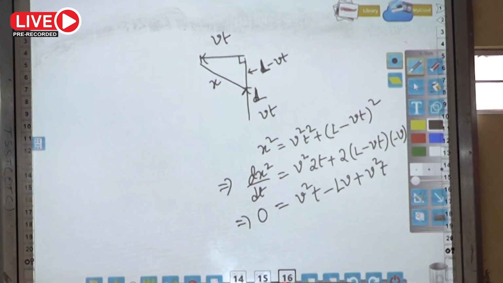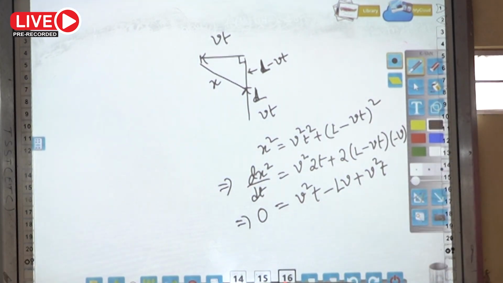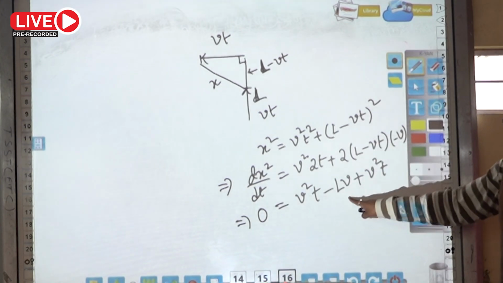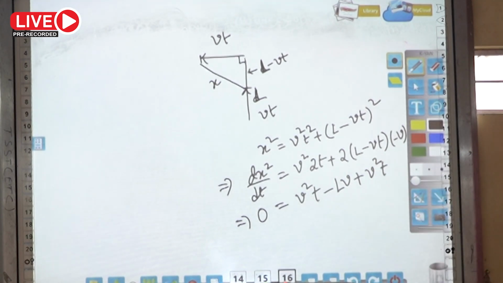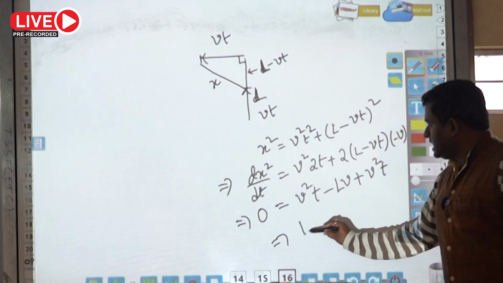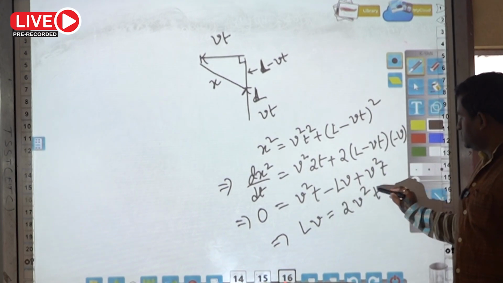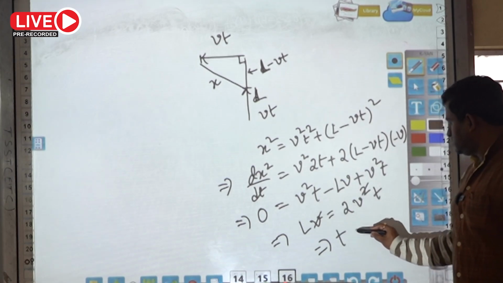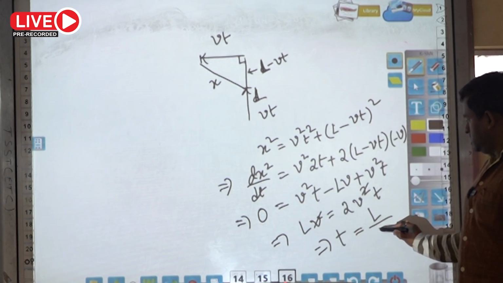Okay, so I take 2 common and divide on that side. So 0 by 2 is 0. So it will be v square t, and this term will be L into minus V, that is minus LV, and minus Vt into minus V, that means plus v square t. So from this I can write that LV equal to 2 v square t. So v square will cancel, so t will become L by 2v.